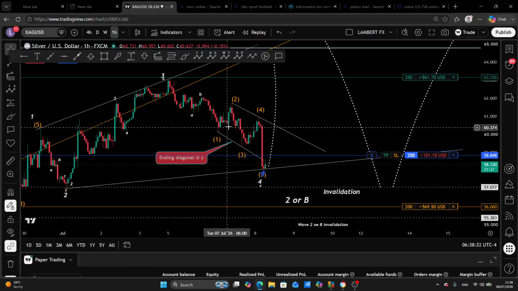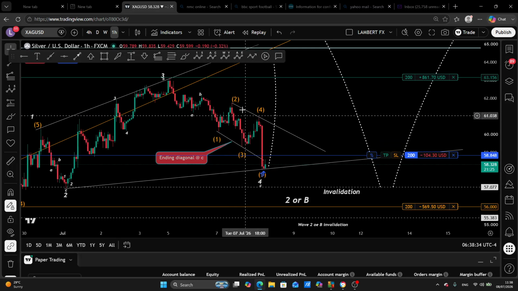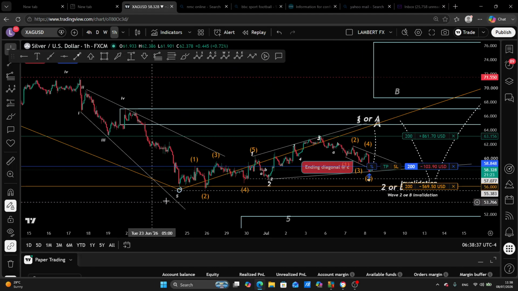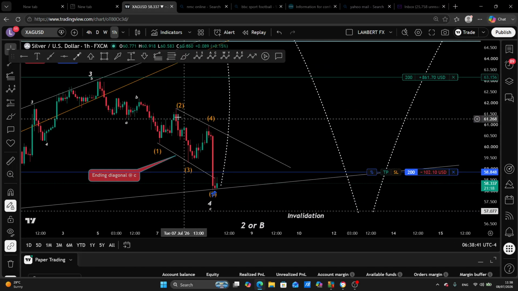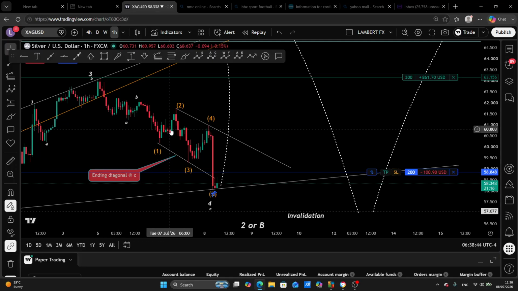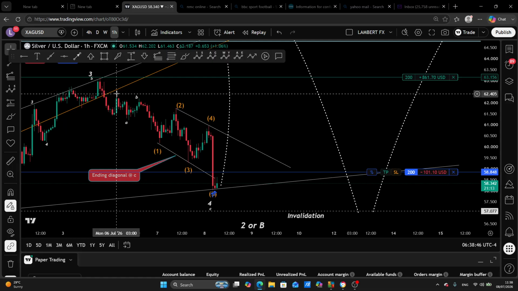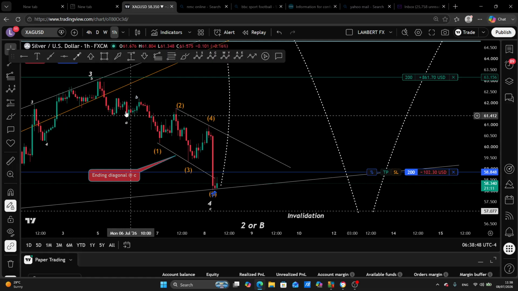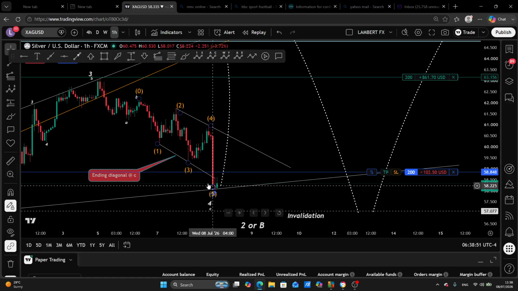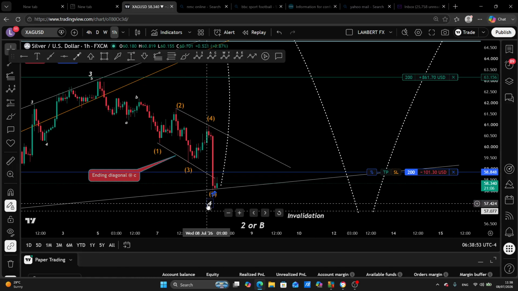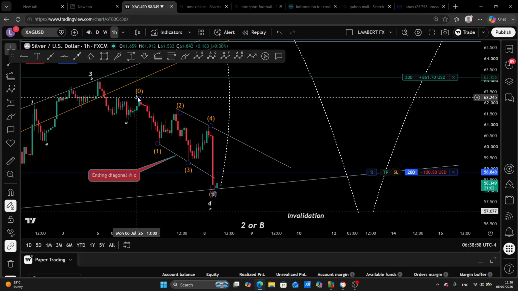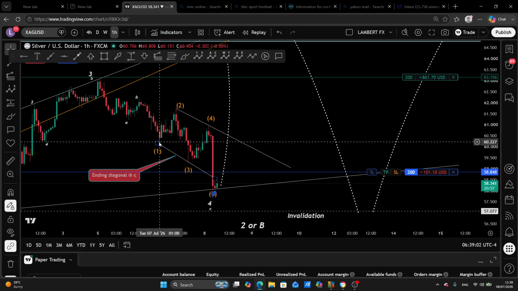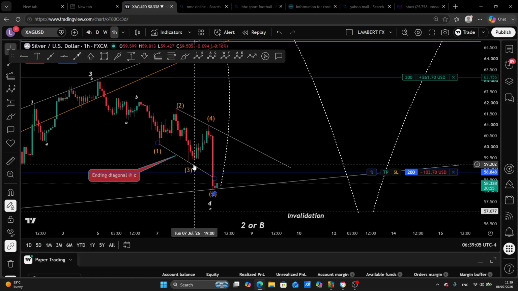So I'll talk you through this ending diagonal. So this is an ending diagonal, and this here was a leading diagonal. So with this ending diagonal, which is the ending diagonal for C of this corrective leg down here, for our 4, the corrective leg after the 3, then we need our 4. So we had the 5 for A, 3 for B, and then we started having this ending diagonal. So we had a 1, a 2, a 3, a 4.